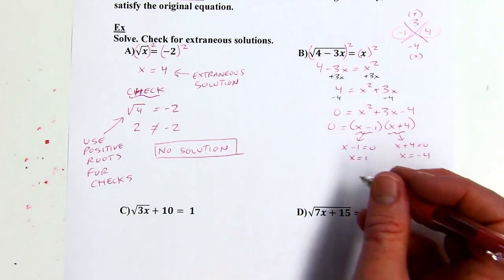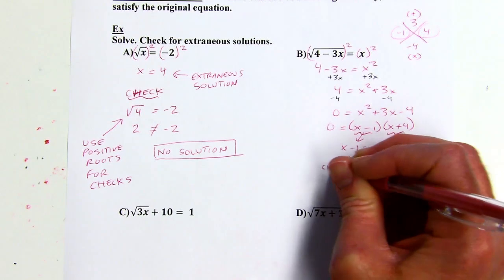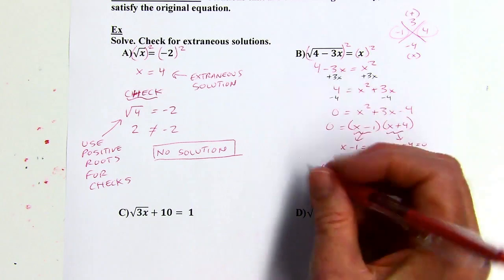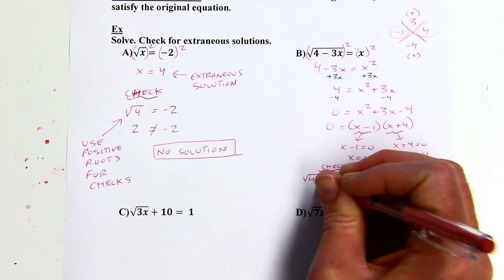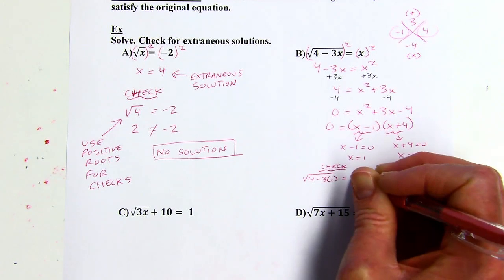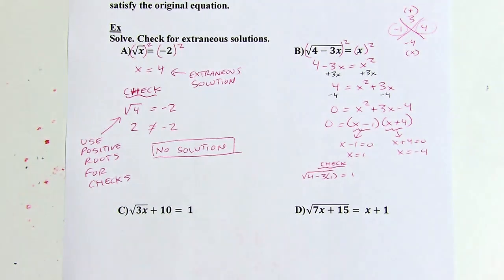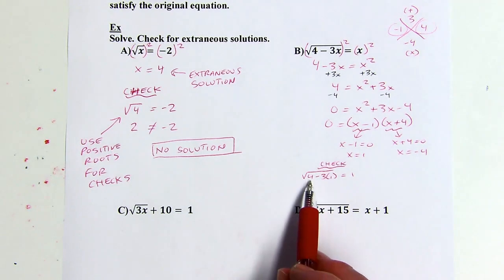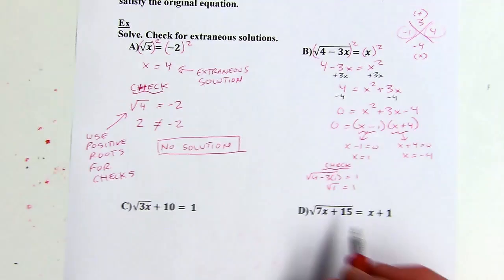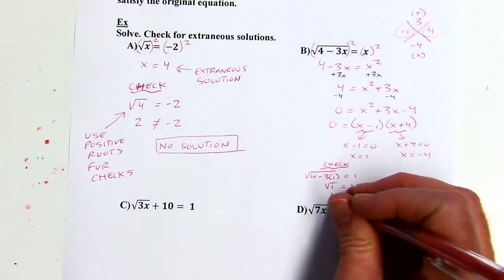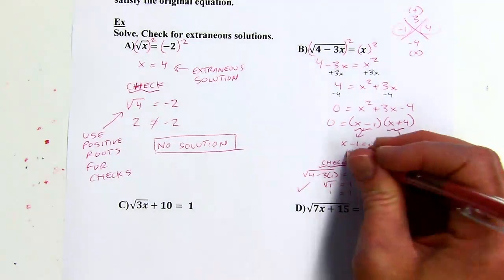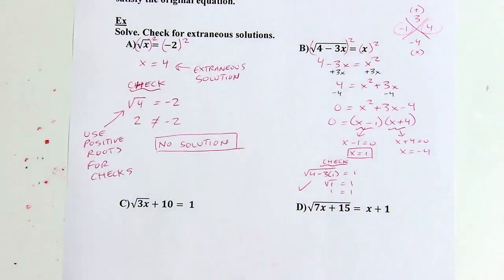So I'm going to check both of these. I'll do a check with x equaling 1. So I'm going back to the original equation. I didn't leave myself much space here, so I've got to work pretty small. So inside the radical, that would be 4 minus 3, that's the square root of 1. And for the square root of 1, we want to use the positive root. So that means this one works. Okay, so x equals 1, that's a good answer.